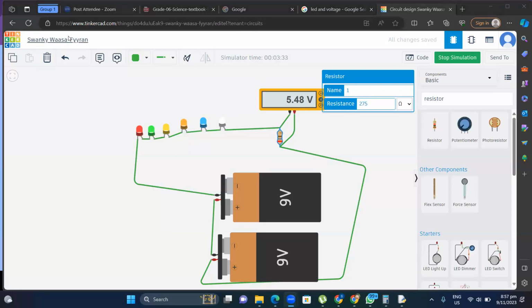Okay, what's this one? This one, serial and parallel, both connections. Send as homework. Okay, sir. Good night. Stay safe.